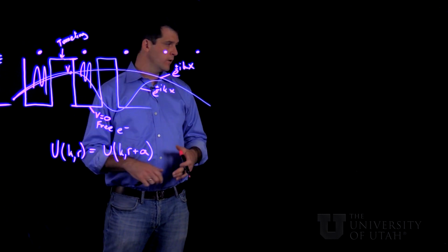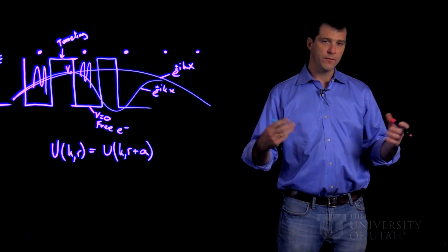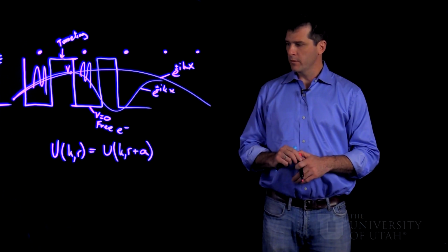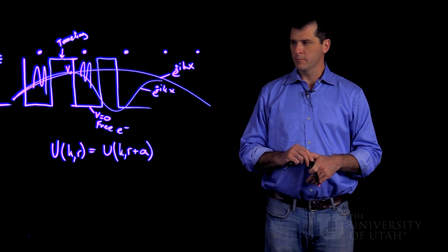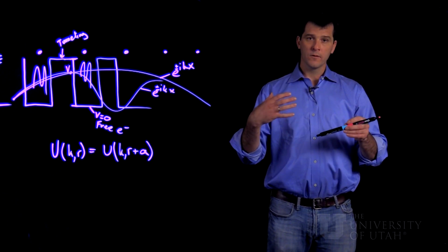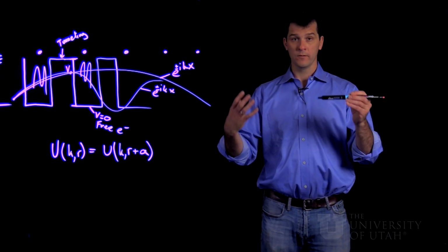So what we do is we plug in this guess for the wave function, which includes both the plane wave part as well as the Bloch function part, this u. And we end up with a Schrödinger equation for the u of r itself. And then we can go and solve that.